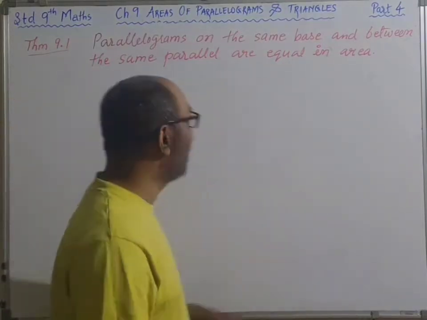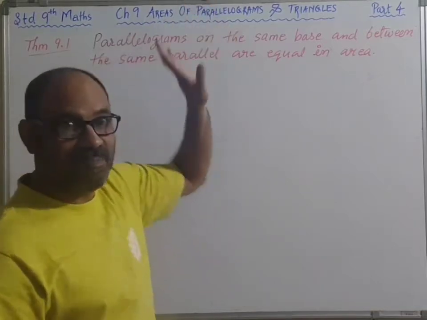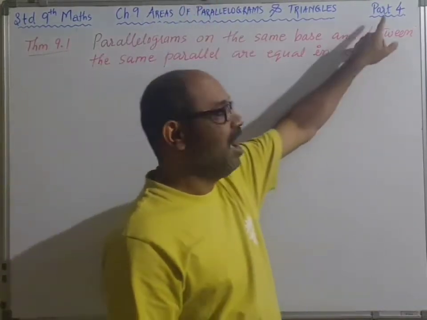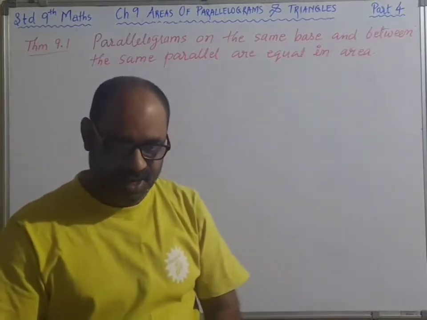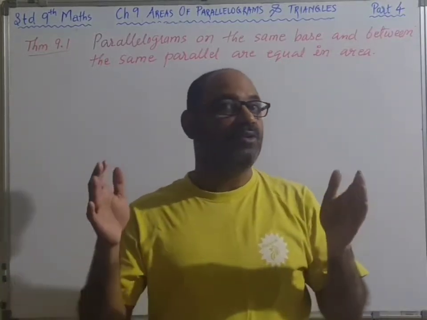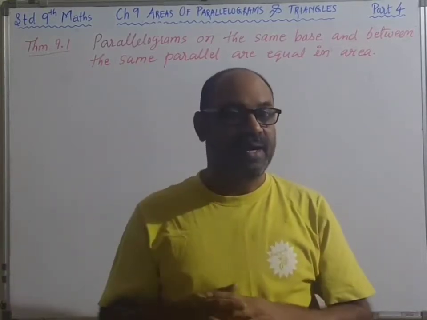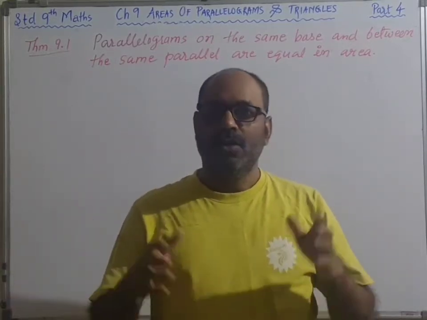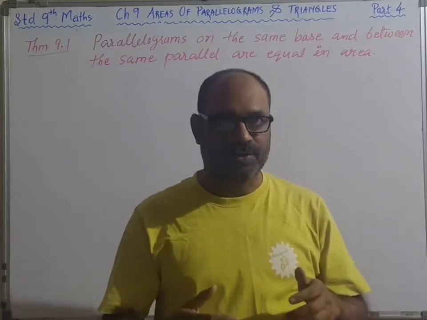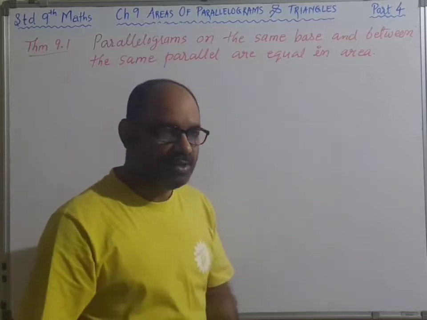Students, standard 9th maths, chapter 9, areas of parallelograms and triangles, and we are in the 4th session. Children, in the previous session we learned what are two figures on the same base and between the same parallel lines. Two quadrilaterals, two triangles, triangle and quadrilateral. Based on that we are going to see the first theorem.